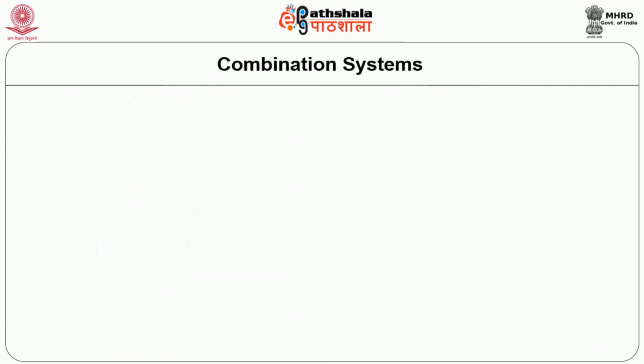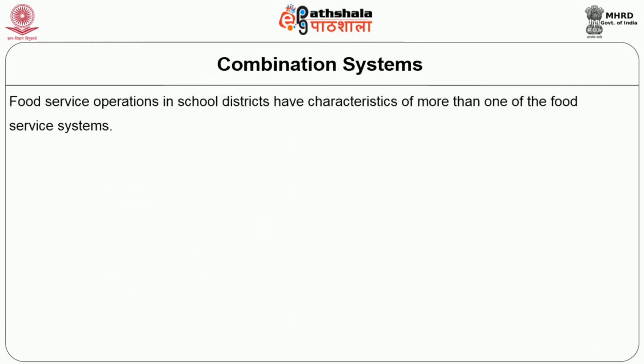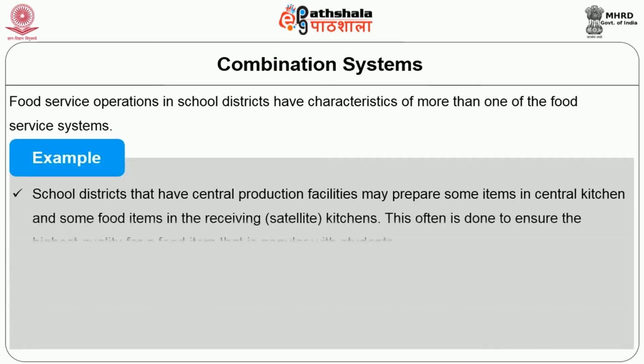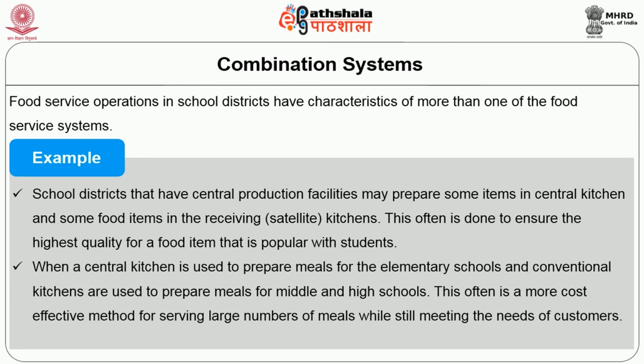Let us now move on to the combination systems. Often food service operations in school districts have characteristics of more than one of the food service systems. For example, schools which have central production facilities may prepare some items in the central kitchen and some food items in the receiving kitchens. This often is done to ensure the highest quality for a food item that is popular with students. Another example of a combination system can be a central kitchen which is used to prepare meals for some schools, and conventional kitchens are used to prepare meals for the other schools.